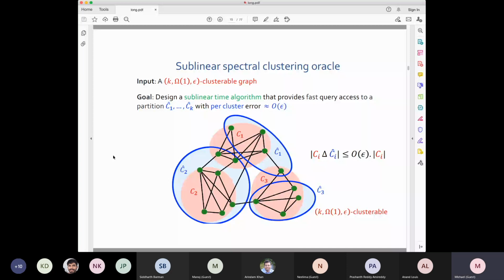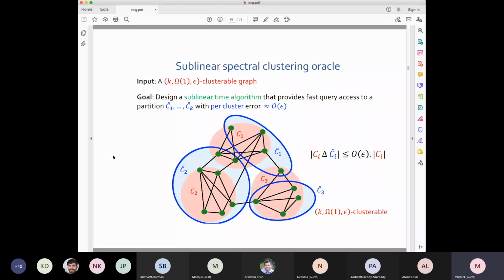Right. And by the way, here I would like to stress that the fact that we're insisting on per cluster error of order epsilon is actually very important. You could ask whether we can get a data structure that misclassifies only an order epsilon fraction of vertices, as opposed to misclassifying an order epsilon fraction of every cluster. And this second question is significantly easier. In particular, you can ensure that you misclassify an order epsilon fraction of vertices without even outputting a partition into k clusters. You could have just fewer clusters. So this is very important.